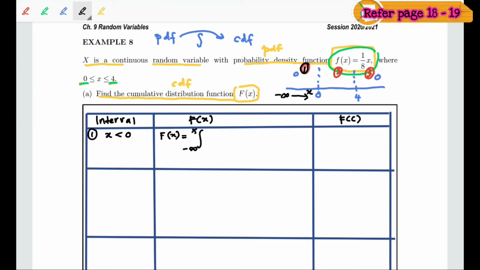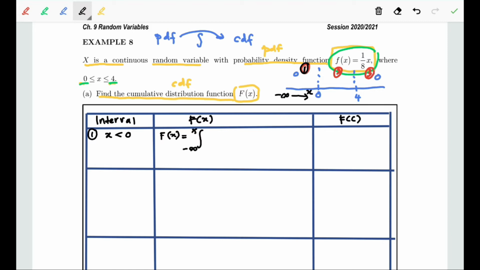Why do we write it as x? x is actually representing any value in that range. It could be negative infinity to negative 1, for example, or negative infinity to negative 10. So x is a variable representing any value from that range, up to a maximum of 0. So that's why we're not going to integrate from negative infinity to 0.